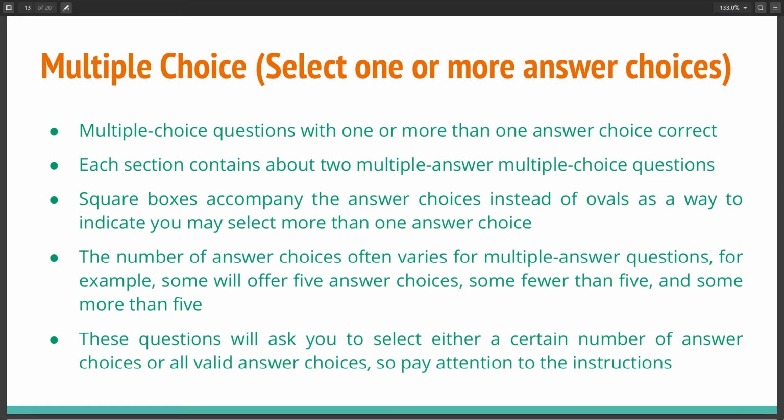A thing to note here would be that these questions might ask you to select only a certain number of options. So you have to pay attention to the question, read it completely, and be able to understand what the question asks of you.